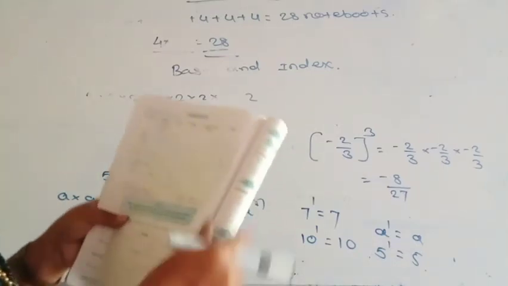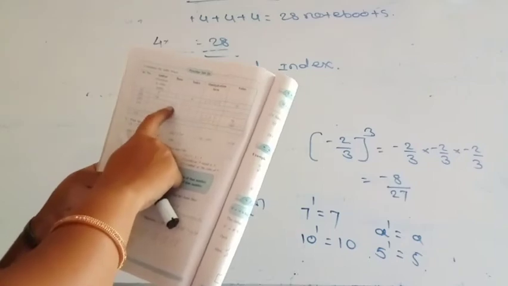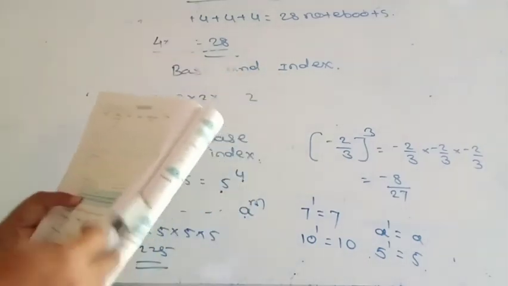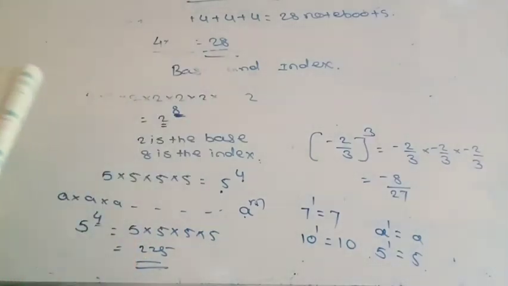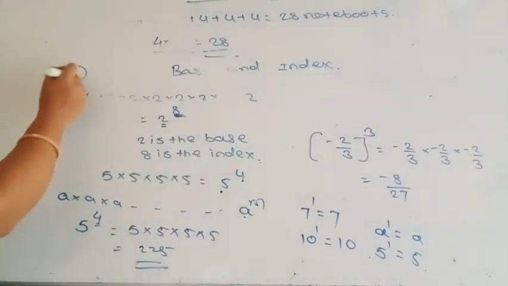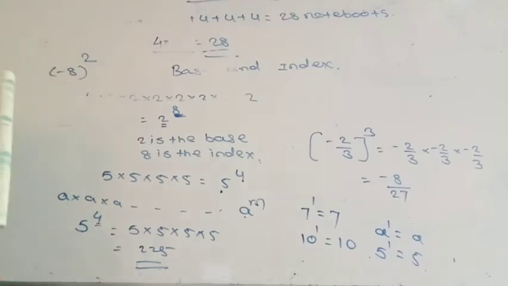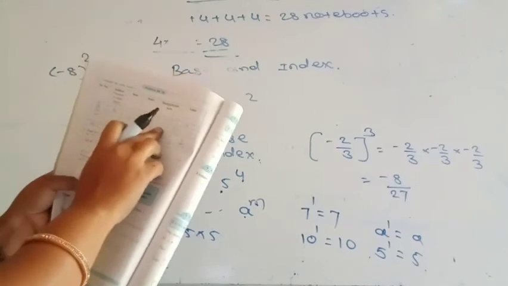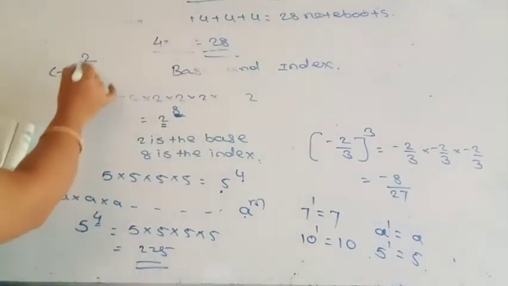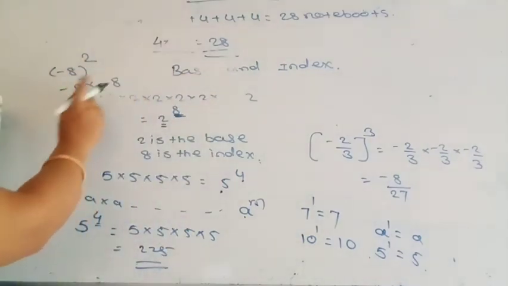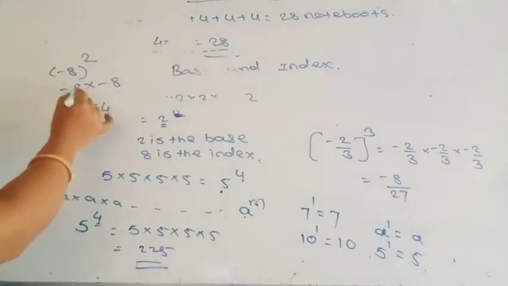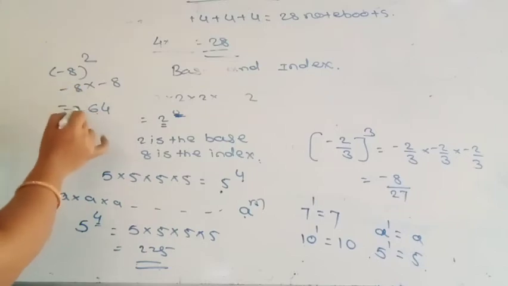Then here base and index are given: minus 8 is the base and index is 2. Then you write the index form, minus 8 raised to the power of 2. And the multiplication form, minus 8 multiplied 2 times, minus 8 into minus 8. Then you write the value here, 64. 8 8s are 64. But here, minus into minus, the answer is written with plus.